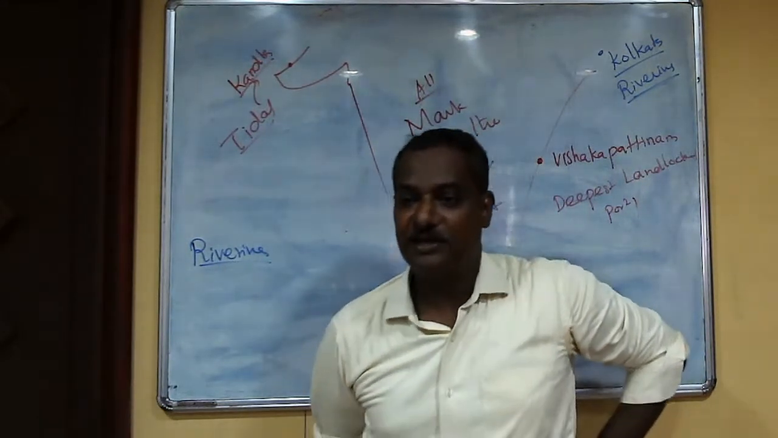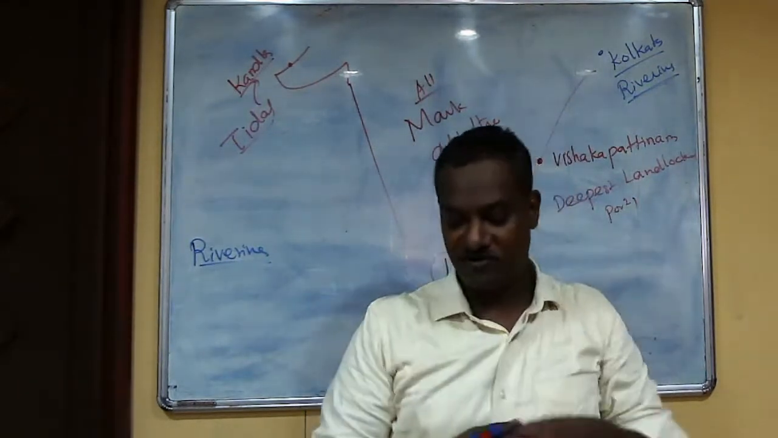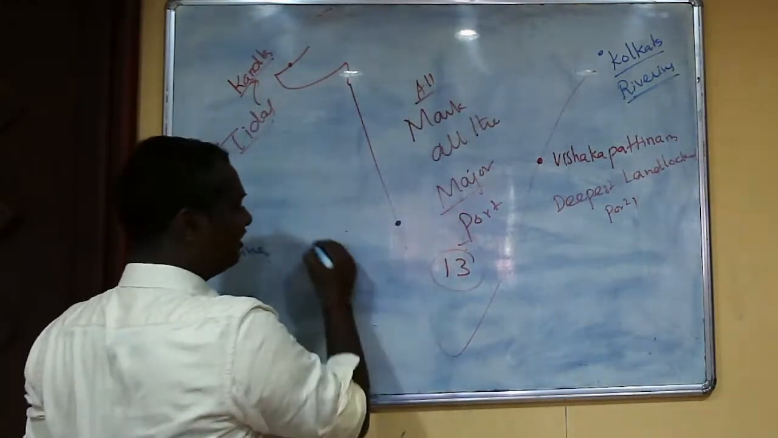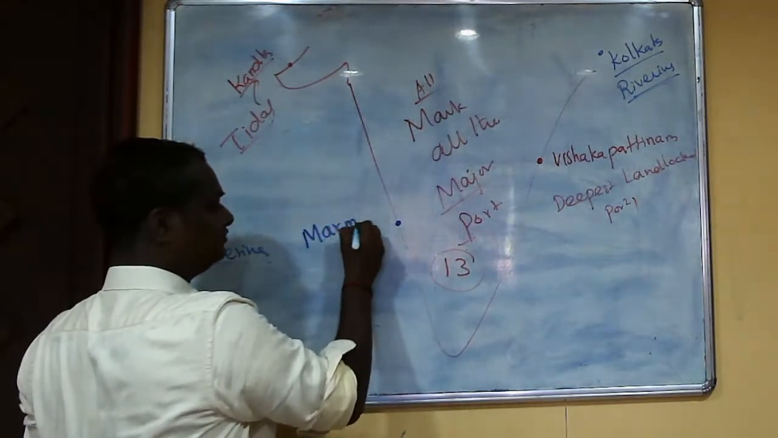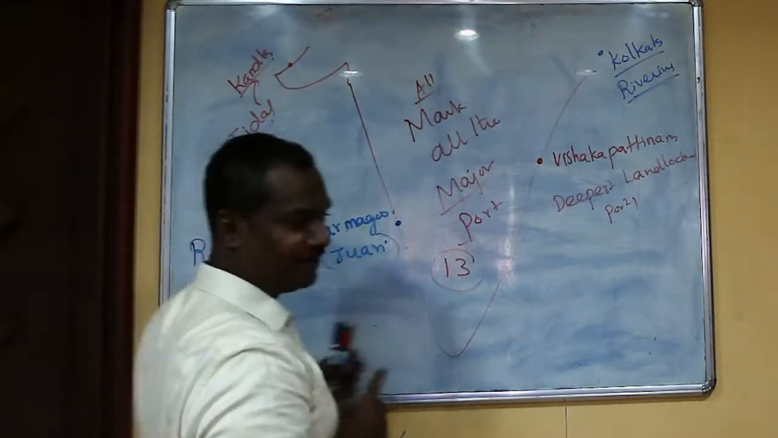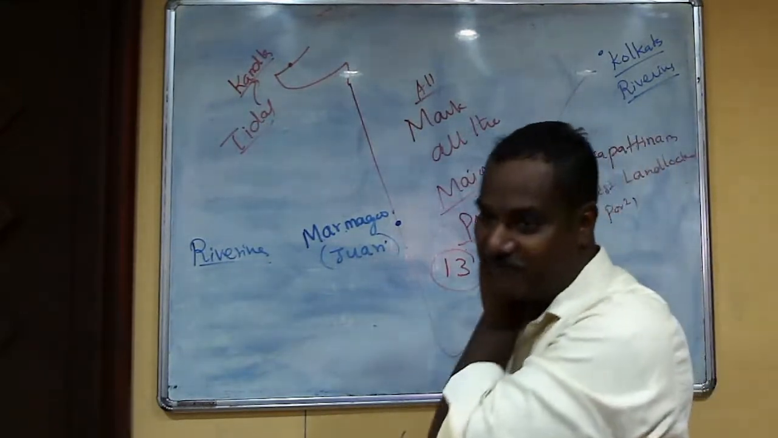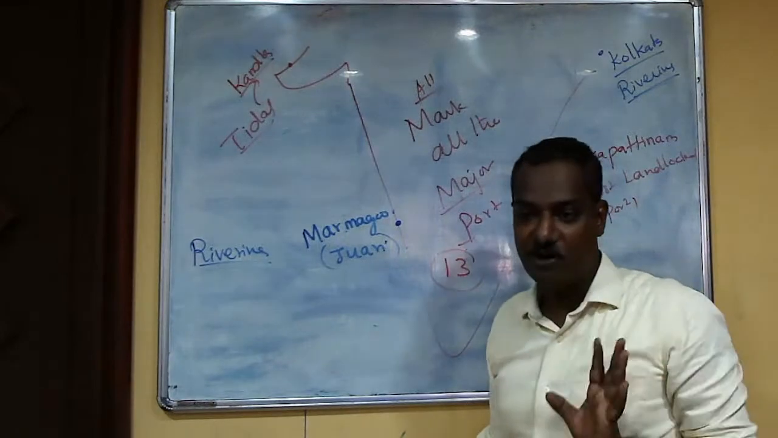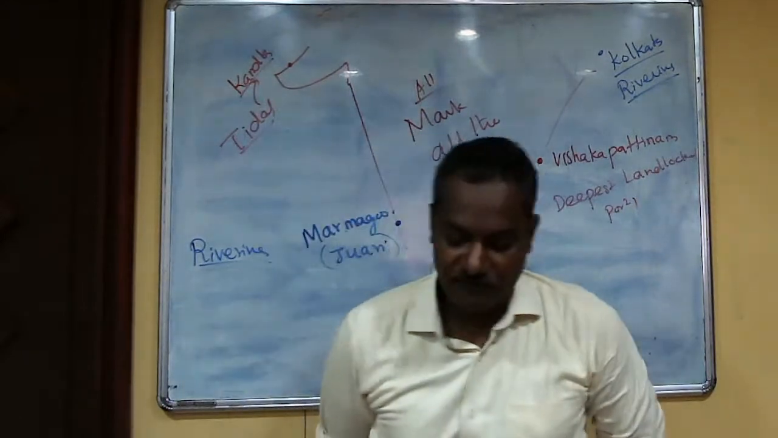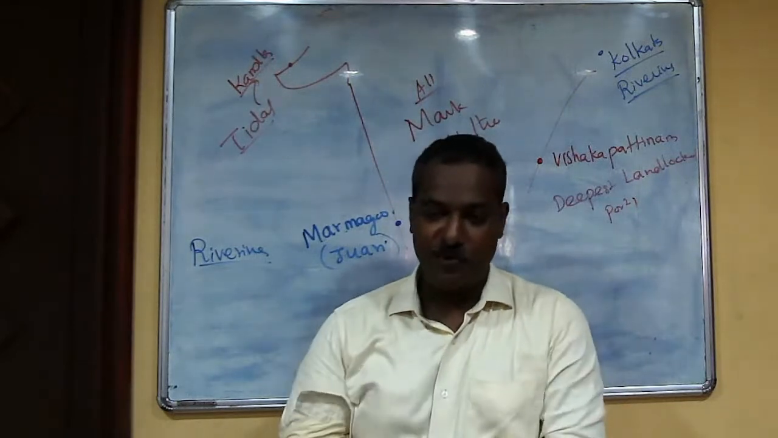Riverine port. The port which is in an estuary. Marmagao. Which estuary? Juari. The river is Juari. The estuary of the Juari river. And again, recollect all the rivers flowing on the western side do not form a delta. They only form what? Estuary. Write that down: all the rivers flowing on the western side do not form a delta. They only form an estuary.